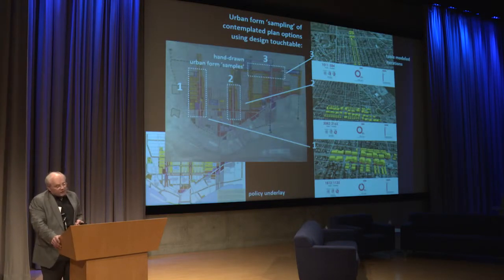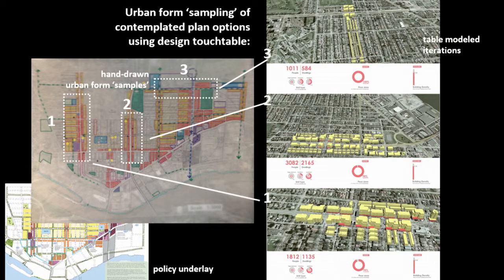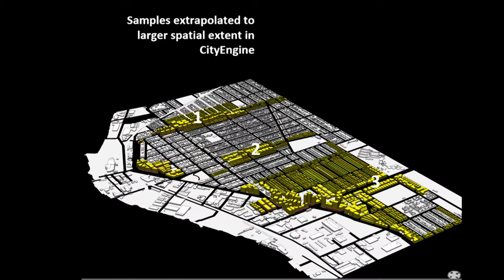So what we did first with the planners is identify what we called urban form samples, because it's very difficult to do this quickly with the table. So we just grabbed 3 representative pieces, and then we did multiple iterations of those on the table. We slipped the policy underlay under the Google Earth map so that people could see how that related to what they were doing. Then we take those same patches and we drop them into the CityEngine model, and the same numbers are there, 1, 2, and 3 of those little patches.